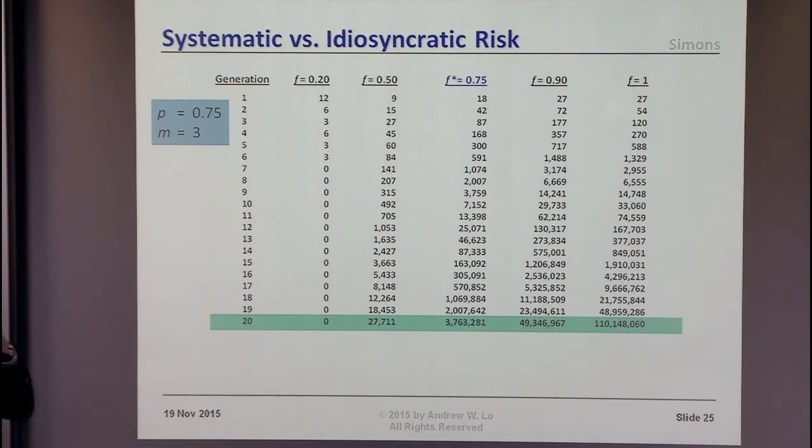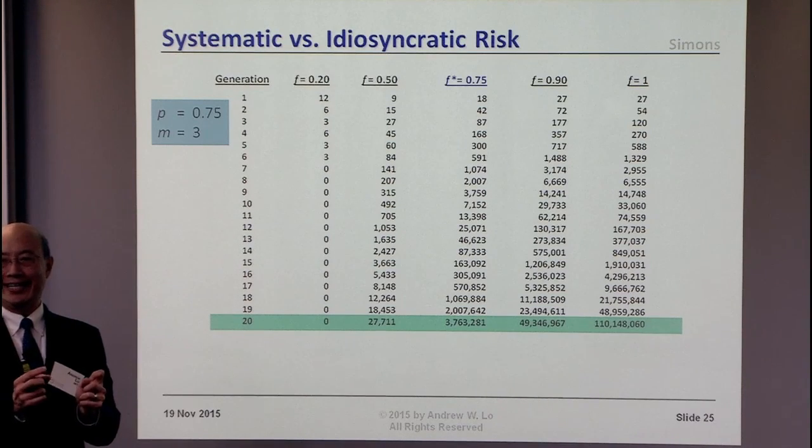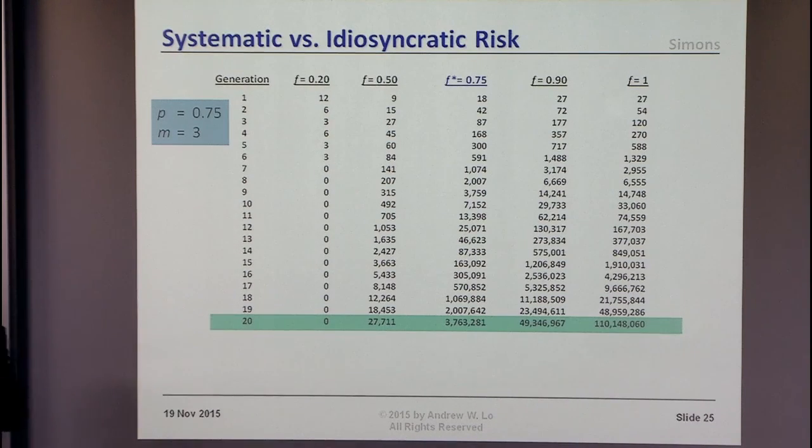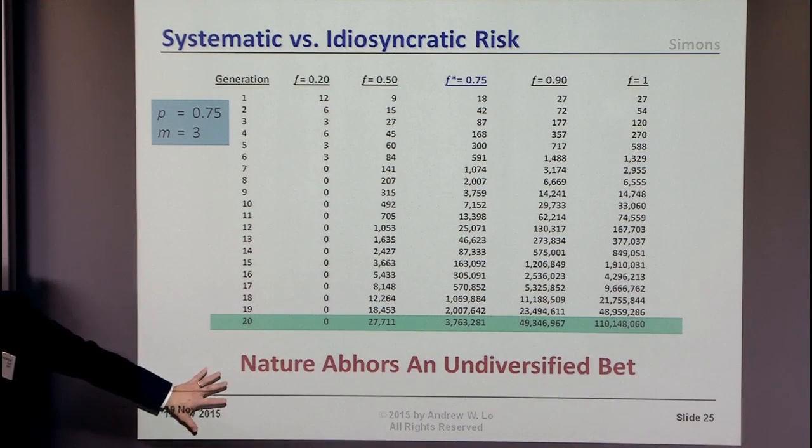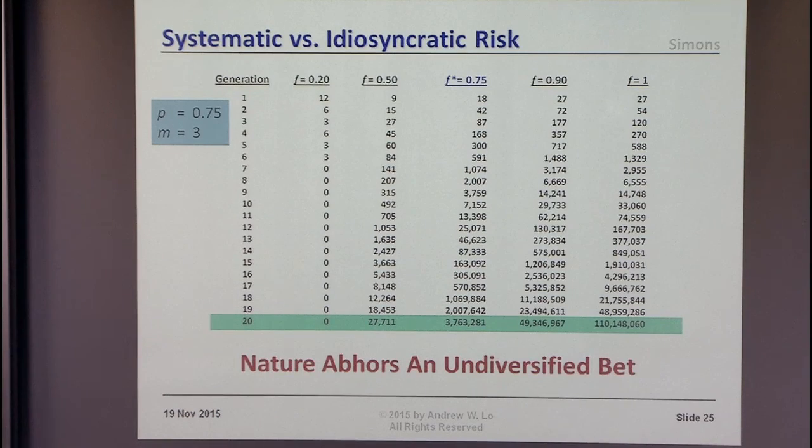Another way of putting this is that when nature is systematic, when nature forces you into an environment where you're all facing the same risk, your behavior has to diversify that kind of risk. You can't afford to be systematic as well. When nature is idiosyncratic, that's when you can afford to be systematic. So another way of putting it is nature abhors an undiversified bet. So do economists, with the notion of diversification and systematic versus idiosyncratic.